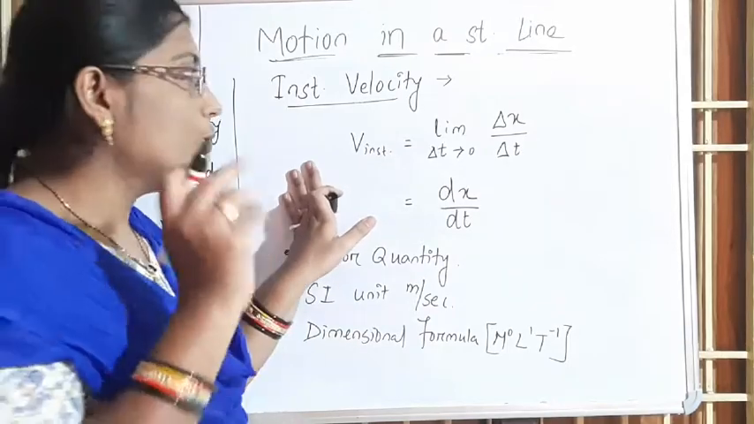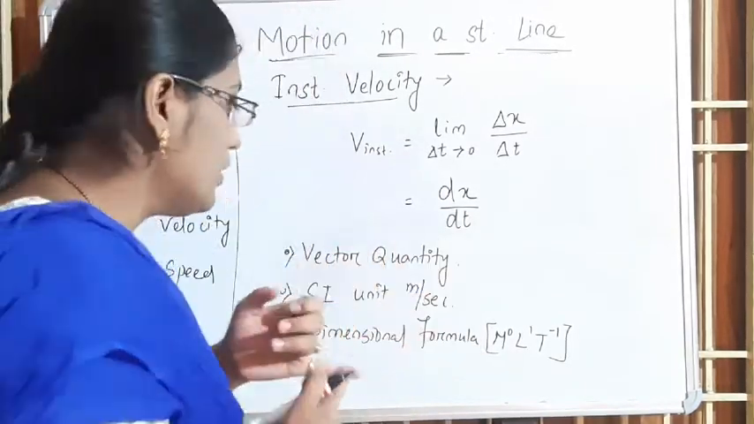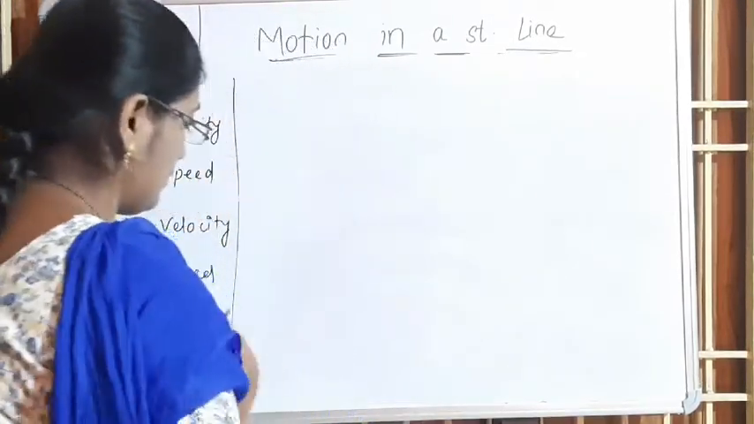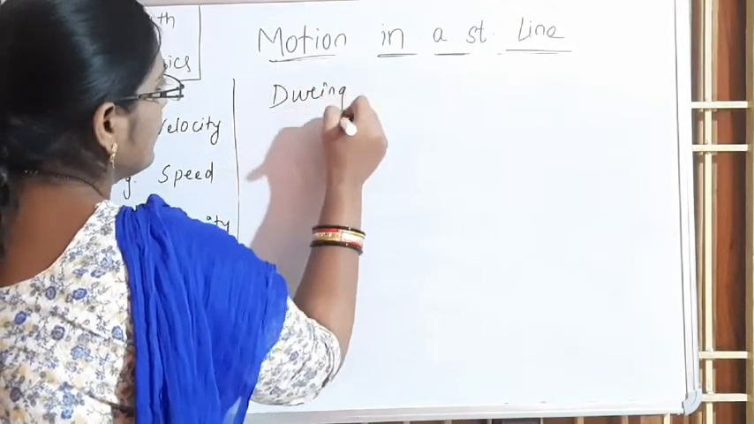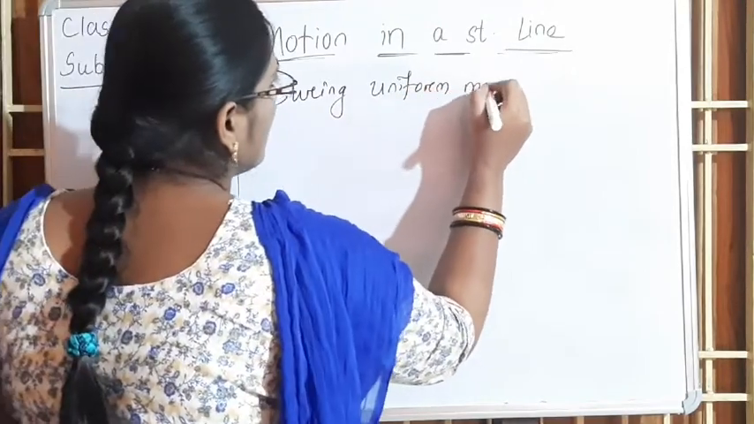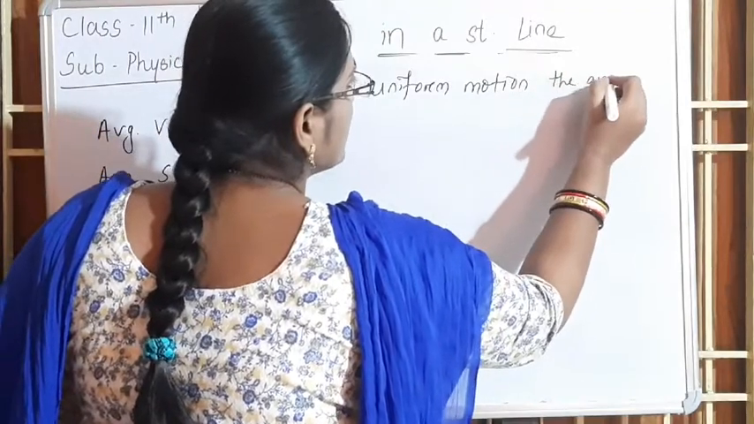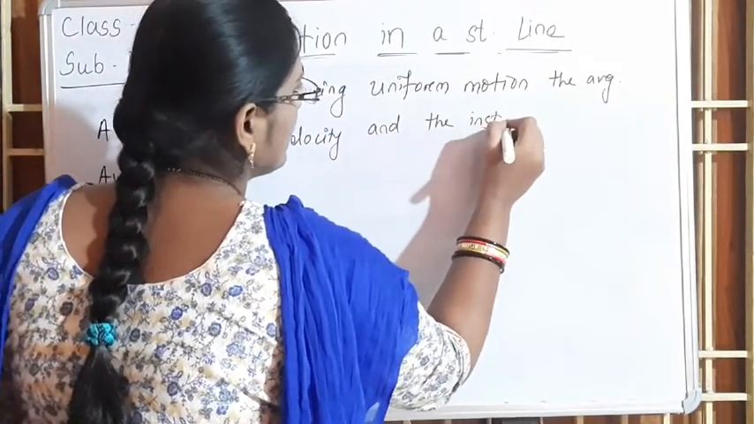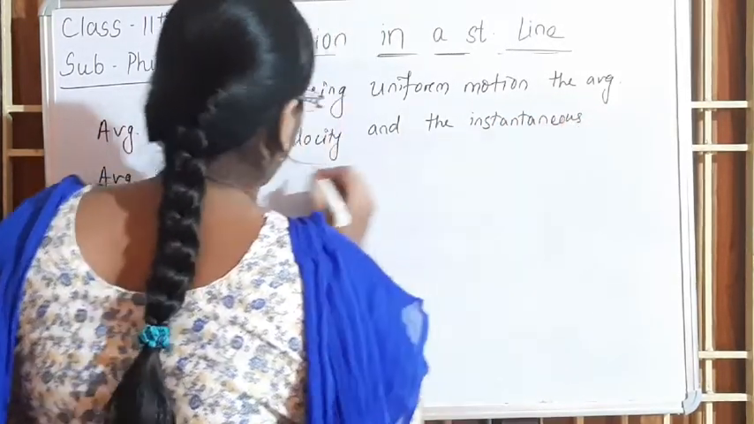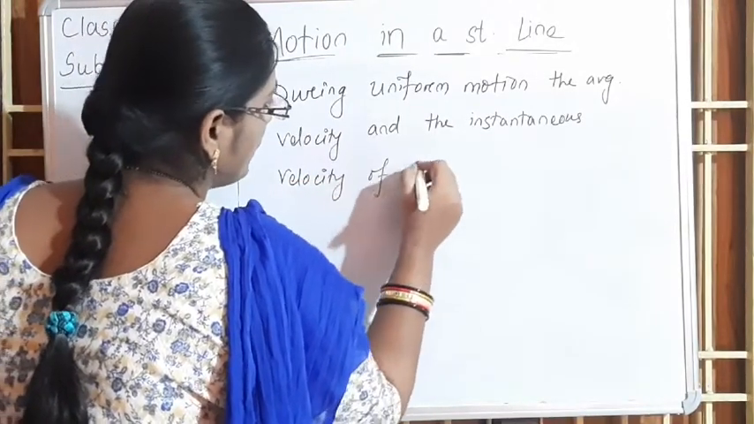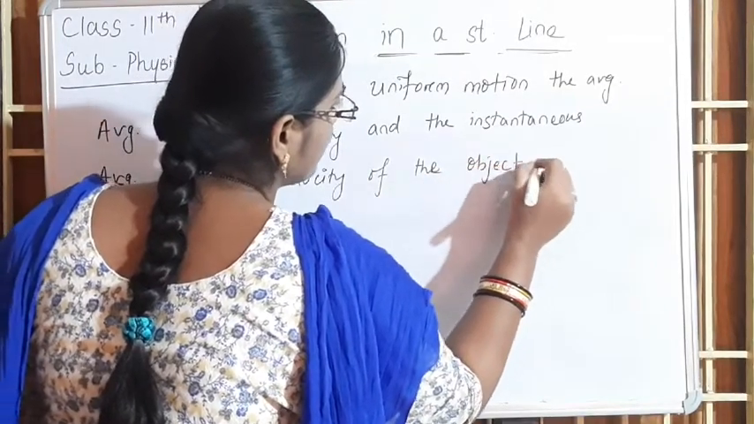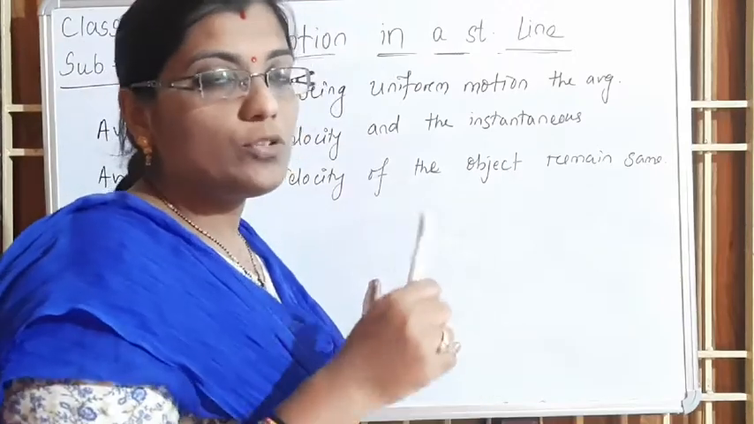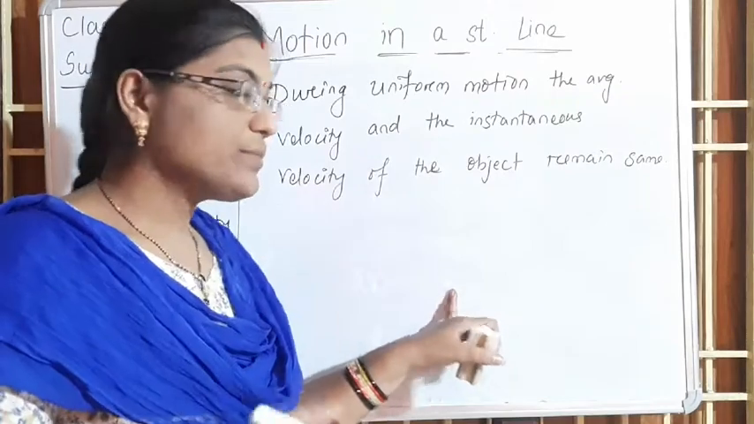1. Also here we can write a note: when the object is in uniform motion, the average velocity and the instantaneous velocity of the object remain the same.